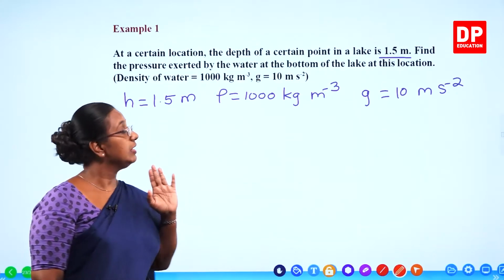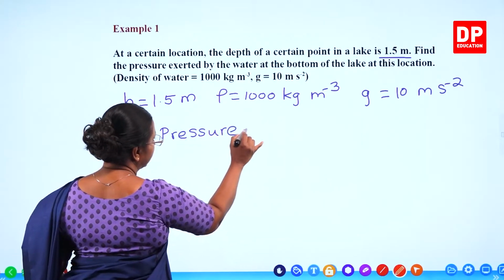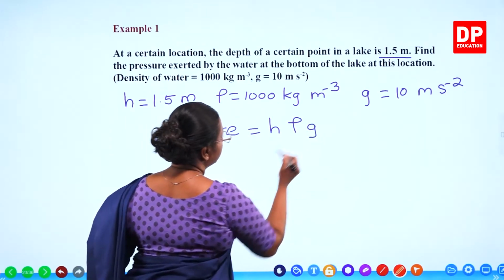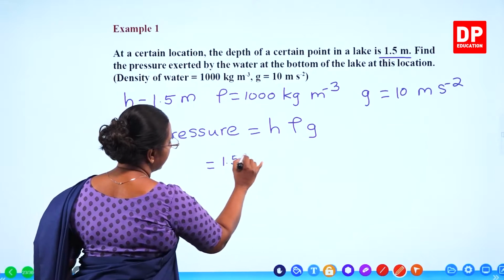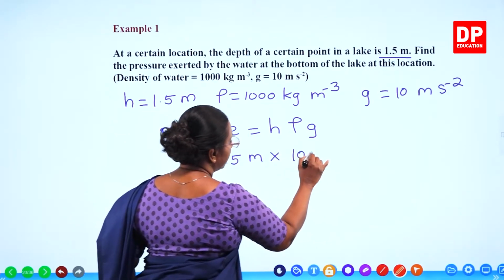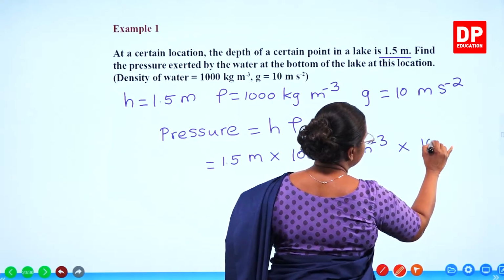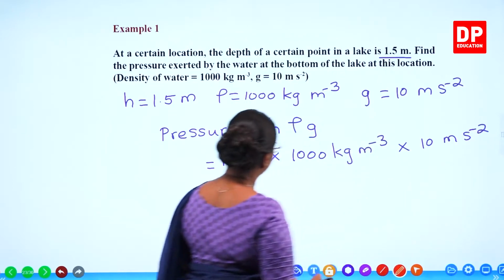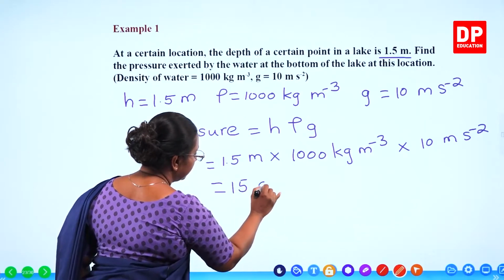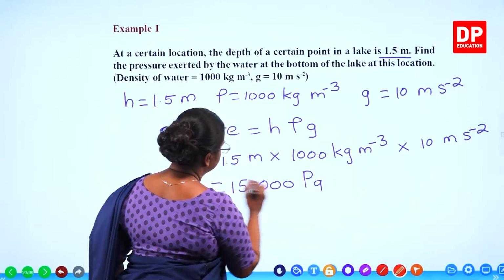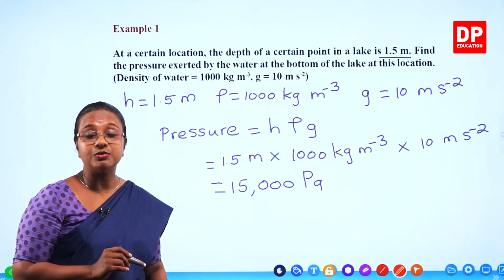Then, what do you do? You need to write the equation. Pressure, or you can write it as P equals H rho G. So, here you need to substitute. H is given as 1.5 meters, rho is 1000 kilogram per meter cube and G is 10 meters per second square. When you multiply all the values, you will get the answer as 15,000 Pascal. Why? 1.5 into 1000 into 10, the answer will be 15,000 Pascal.